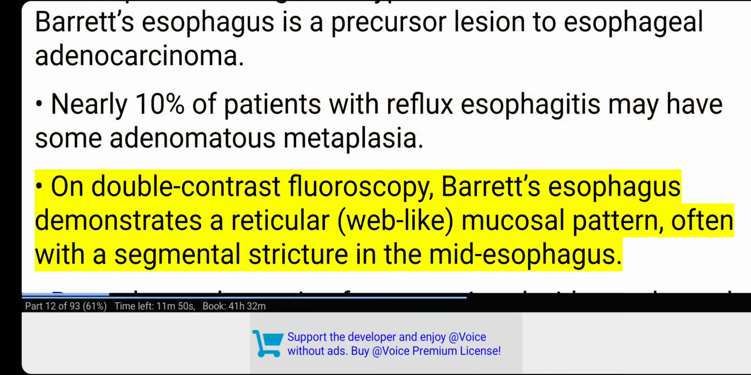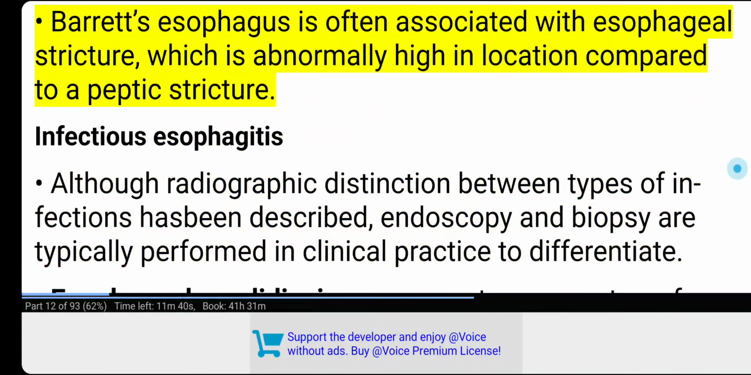On double contrast fluoroscopy, Barrett's esophagus demonstrates a reticular, web-like mucosal pattern, often with a segmental stricture in the mid-esophagus. Barrett's esophagus is often associated with esophageal stricture, which is abnormally high in location compared to a peptic stricture.